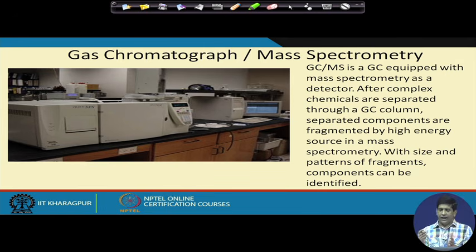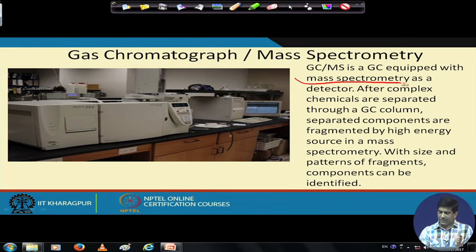So you take your sample and pass it through the GCMS. The GCMS has a library. The mass spectrometer is there as a detector, and it measures the M/Z ratio, which is the mass by charge ratio. Once the complex chemicals are separated through the column, the separated components pass through a high energy source in the MS, and the size and pattern of the fragments is recorded.